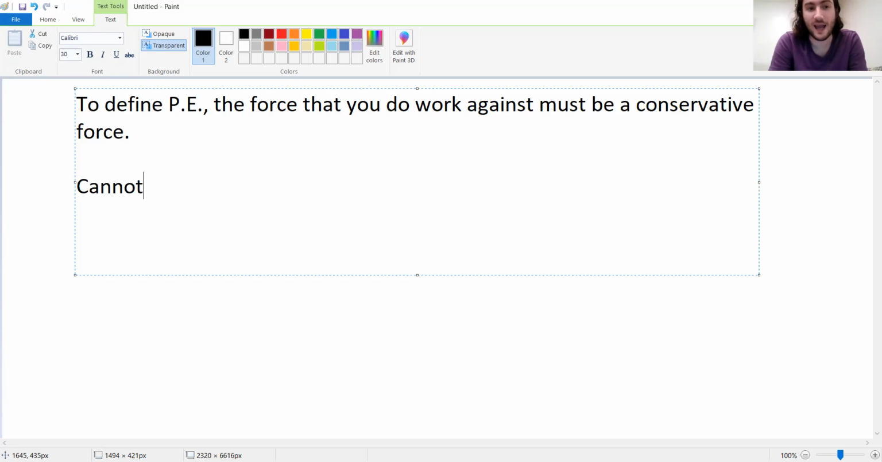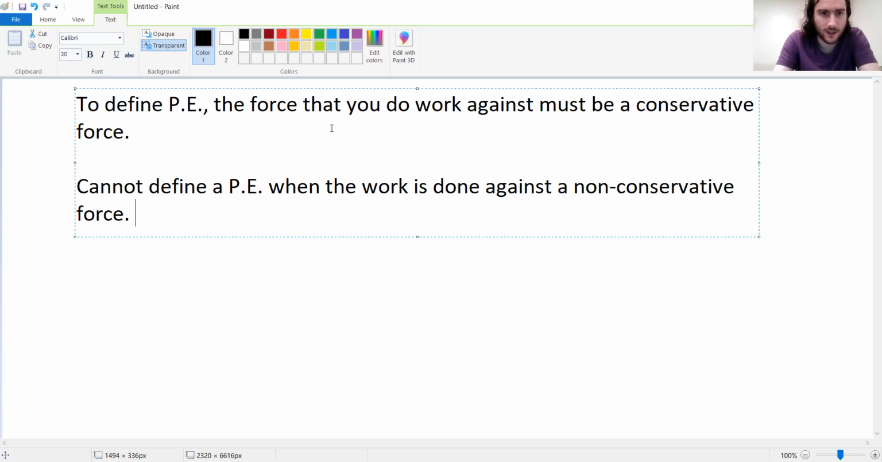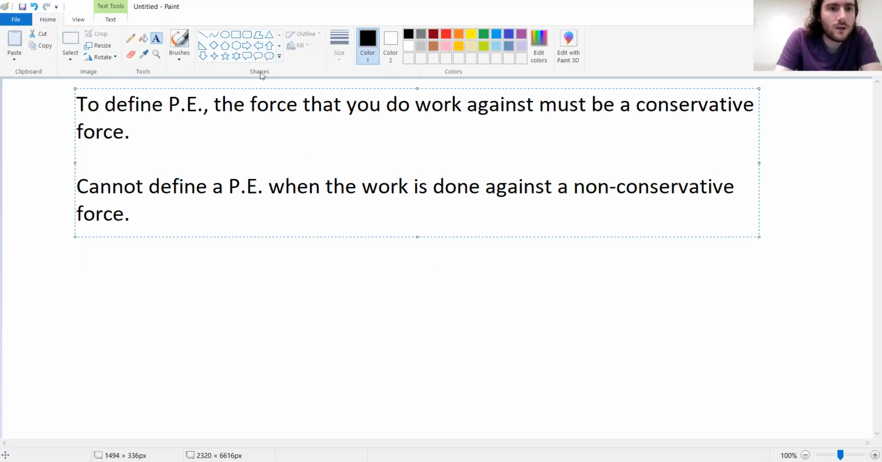Okay. And so we cannot define a potential energy when the work is done against a non-conservative force. Okay. And then I think I don't really need to type anything more than that, so we'll leave it at that. I can write with you guys here.